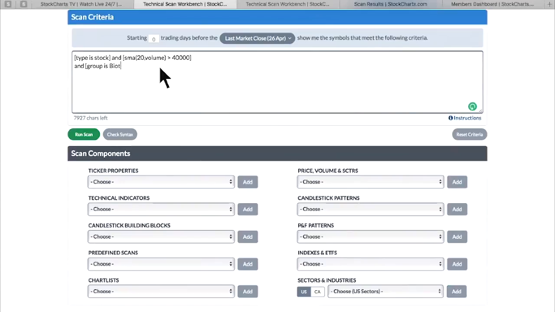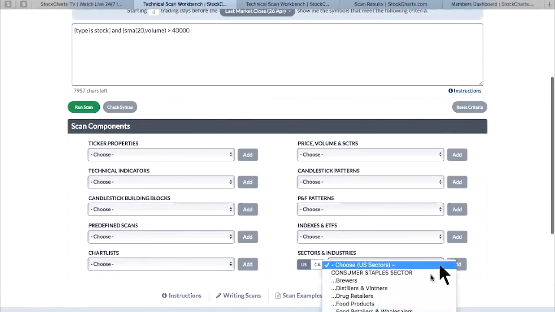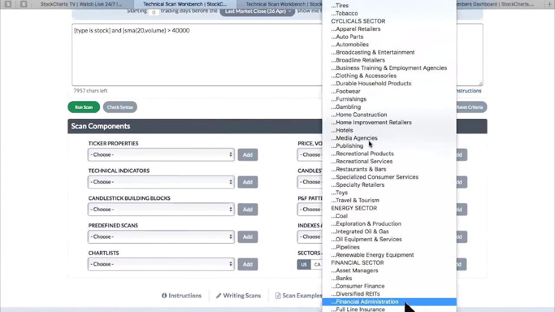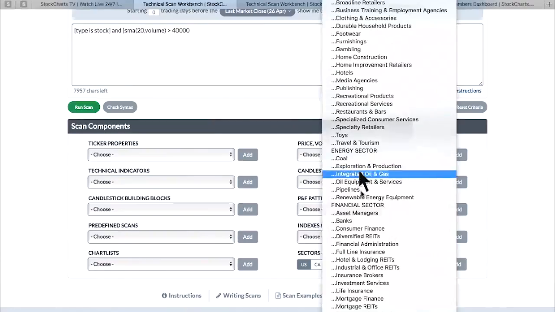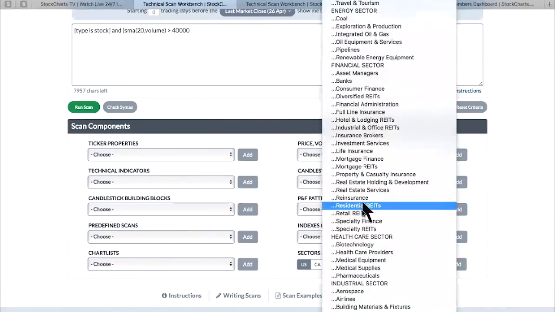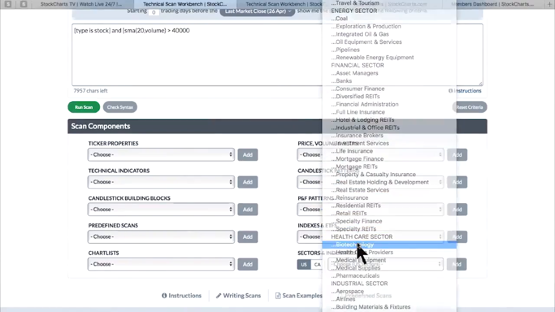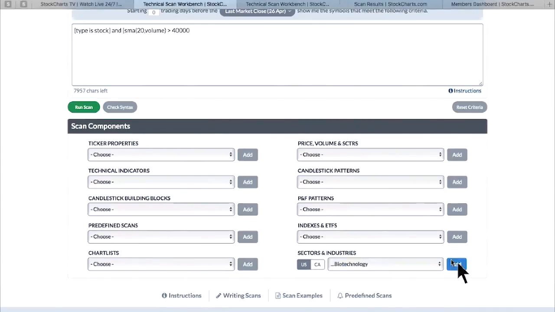So I'm going to show you how to do that again. What we do here is go down to choose industries and sectors. We're going to click in here and scroll down, and these are listed by sector: energy, financial, healthcare. We're going to pick biotechnology and add that, and when we do, it'll pop up in this box always at the bottom of the page.